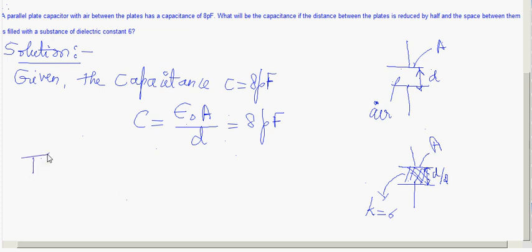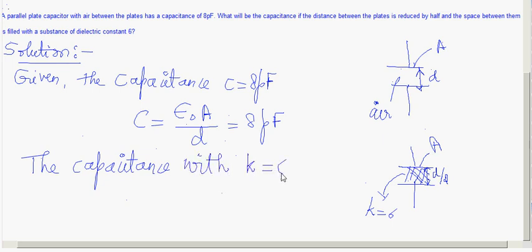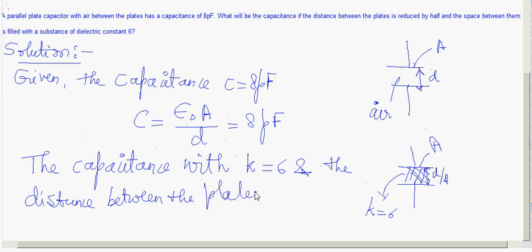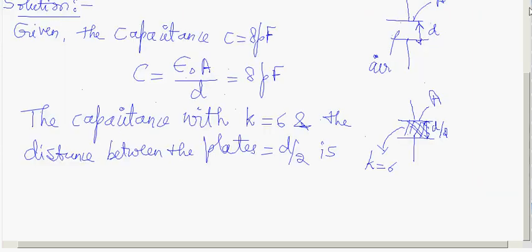The capacitance with K equal to 6 and the distance between the plates equal to D by 2 is given by C dash is equal to K into epsilon naught A divided by D by 2.